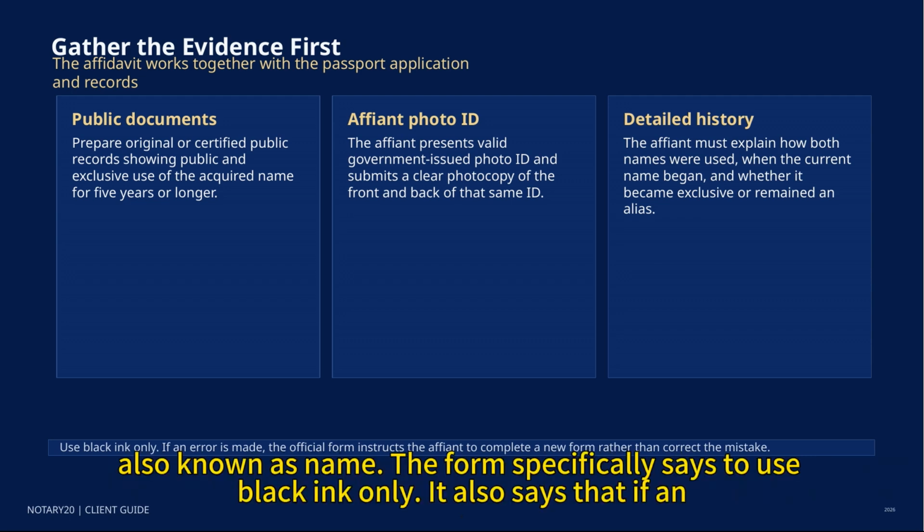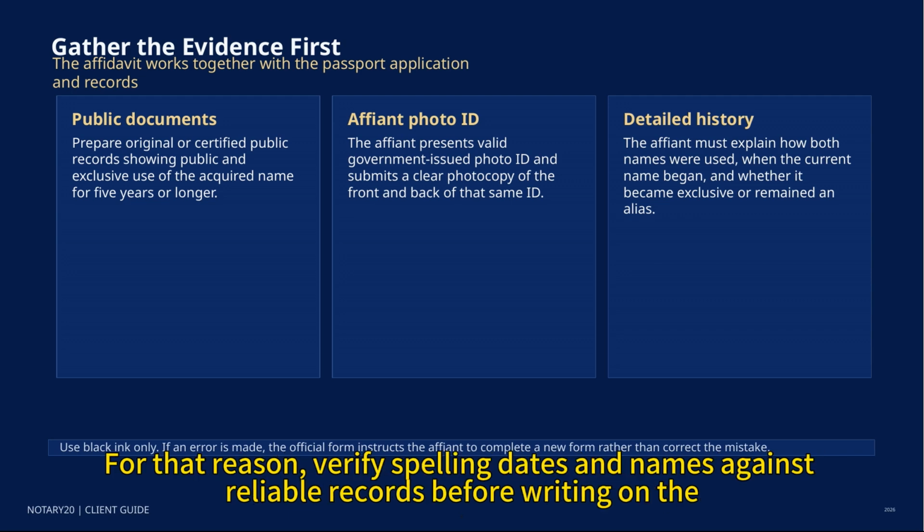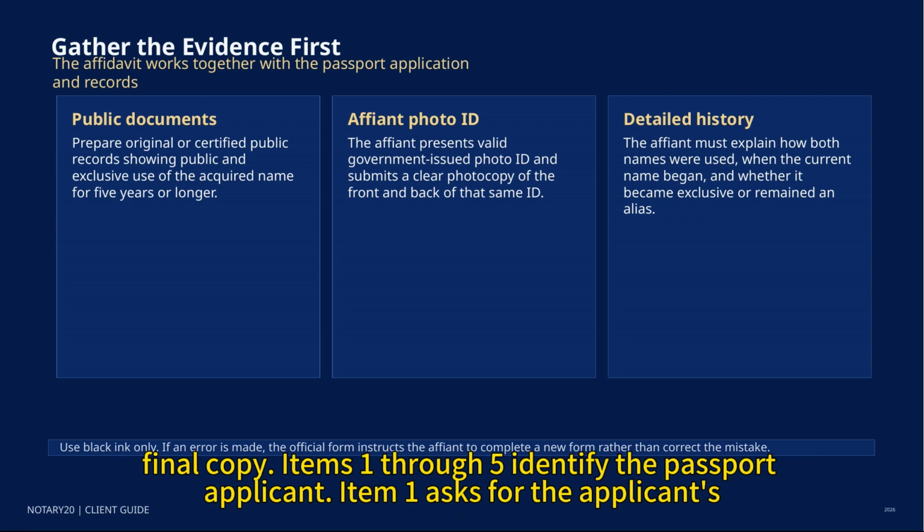The form specifically says to use black ink only. It also says that if an error is made, the affiant should complete a new form and should not correct the mistake. For that reason, verify spelling, dates, and names against reliable records before writing on the final copy.